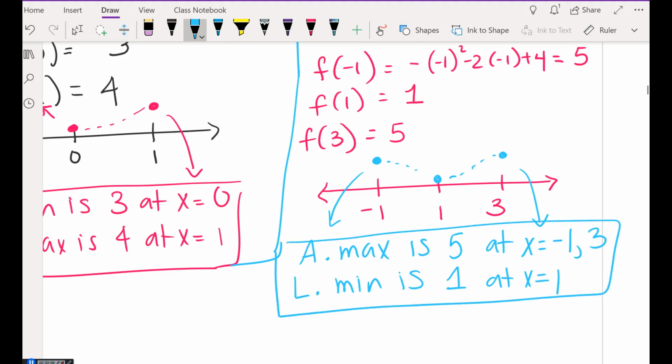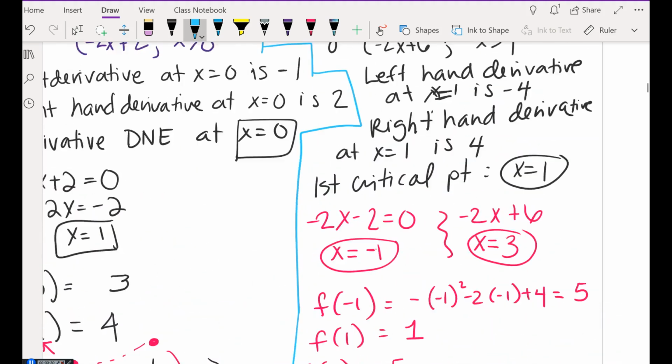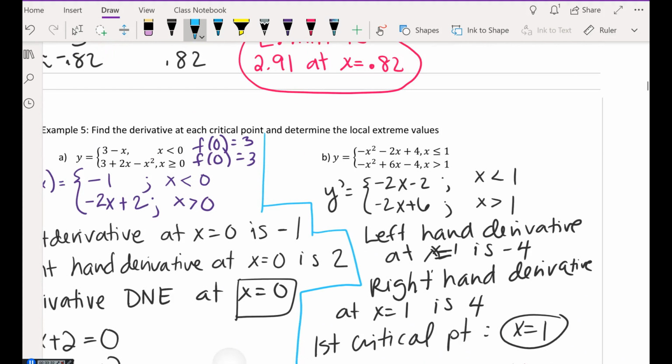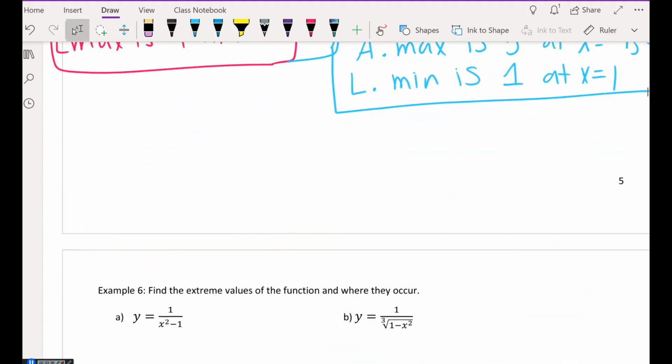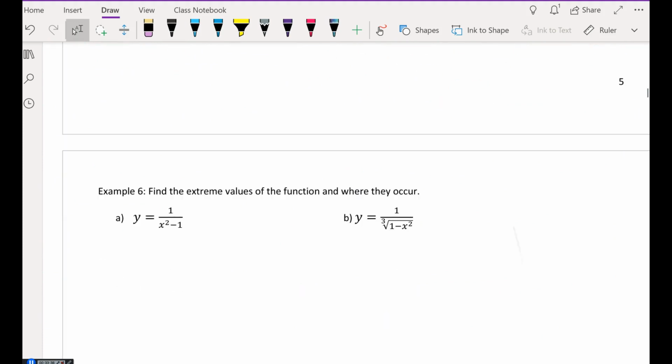Beautiful. Your book, by the way, doesn't do the number line. Your book does a chart. Feel free to do whatever you feel comfortable with. Do you have to write A max if it's also an L max too? A max is L max as well. Correct. This one, I believe, is just asking for local, so you can write L max. It's totally acceptable. Last example today, and we're done for 4-1.